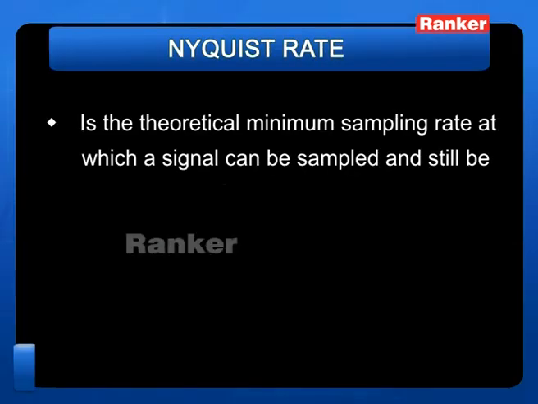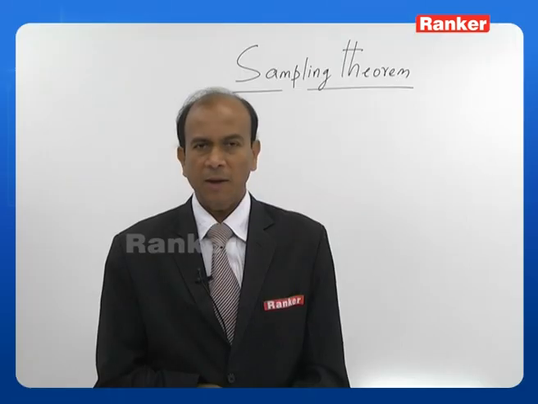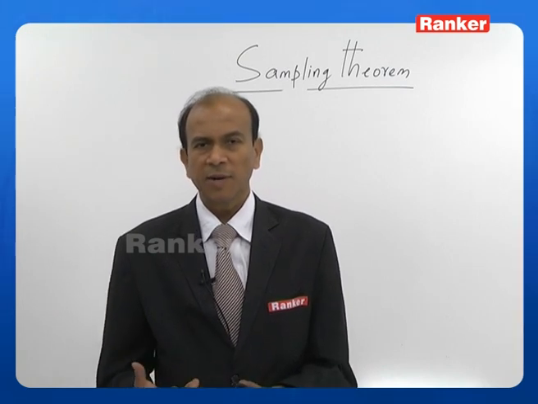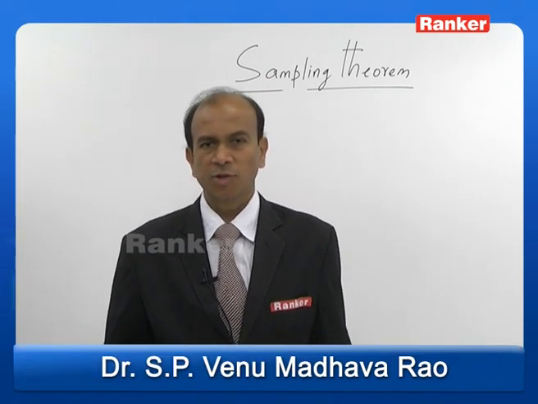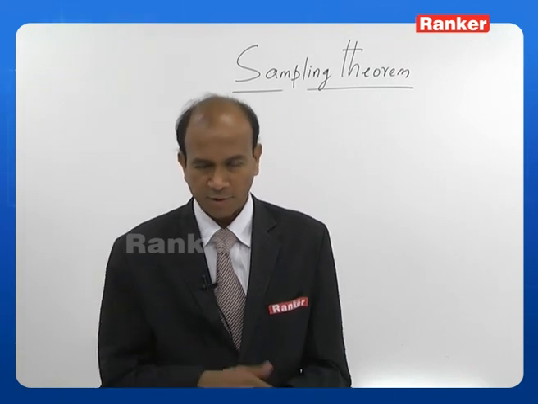Okay. Let us just redefine what is the Nyquist rate. Nyquist rate is the theoretical minimum sampling rate at which a signal can be sampled and still be reconstructed from its samples without distortion. That means the minimum sampling rate is required. What is the main criterion of using the Nyquist sampling rate? When I sample, I should be able to retrieve my signal back. So this is called the minimum sampling rate. Okay, that's what the Nyquist rate talks about.